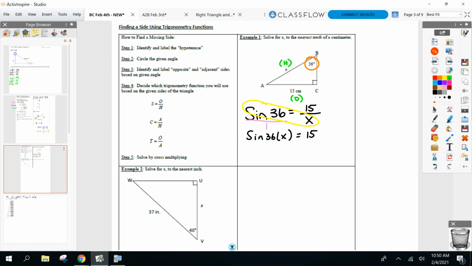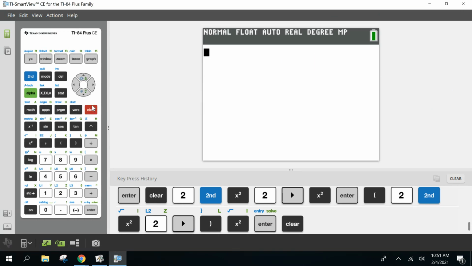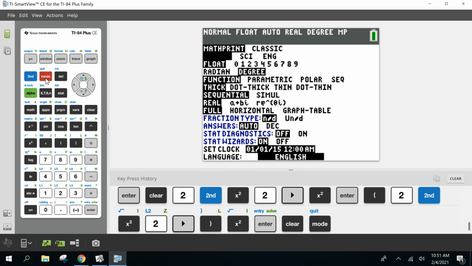Go ahead, Hannah. Divide everything by sine 36. To get the x all by itself, I'm going to divide both sides by the sine of 36. All right, now let's talk calculator. Please just don't go crazy on me here. Sine of 36 is a number. I don't know what it is as a number, but it's a number. Go to your calculator, everybody, please. I need you to do something first. Go to your mode button, please. Hit your mode button.